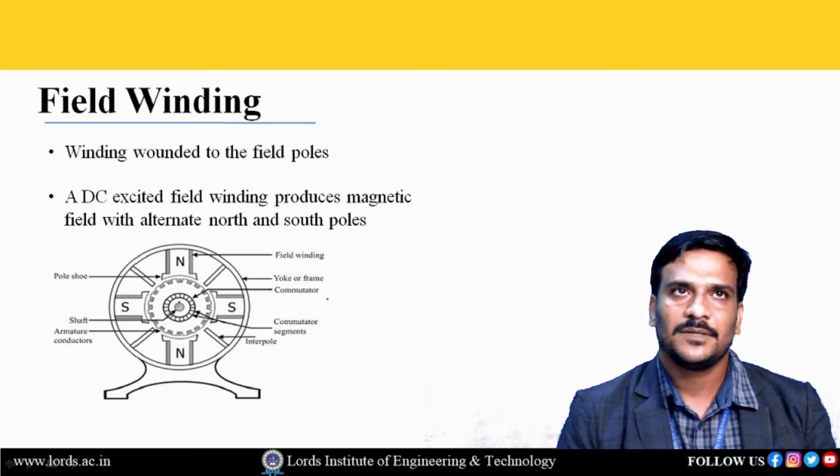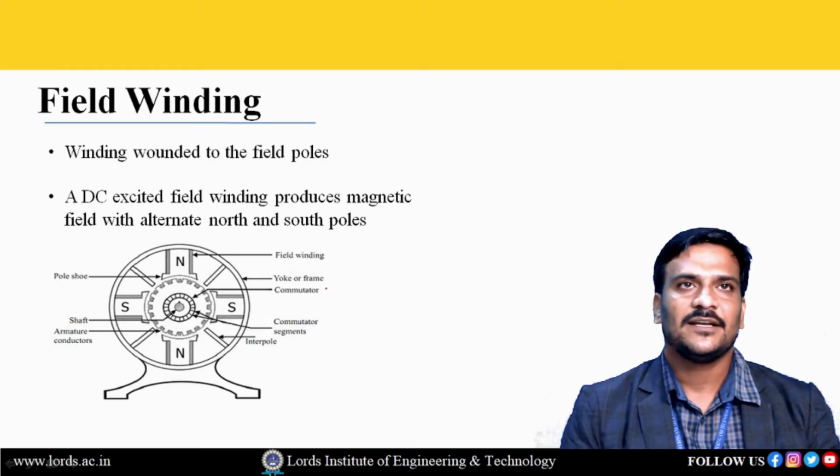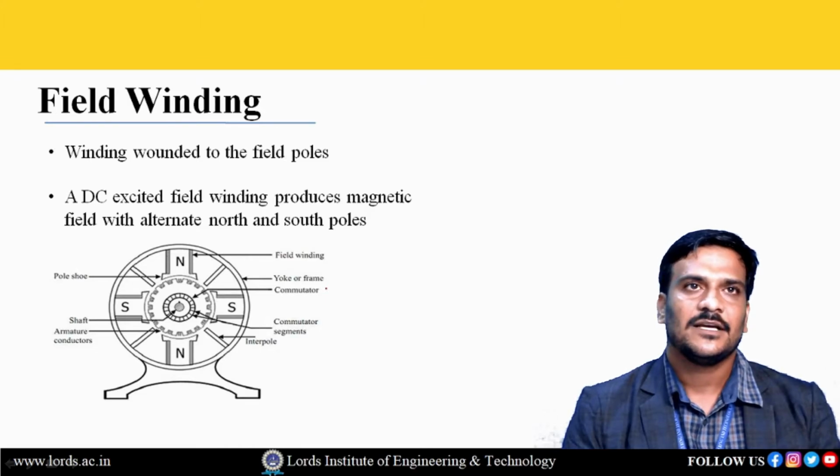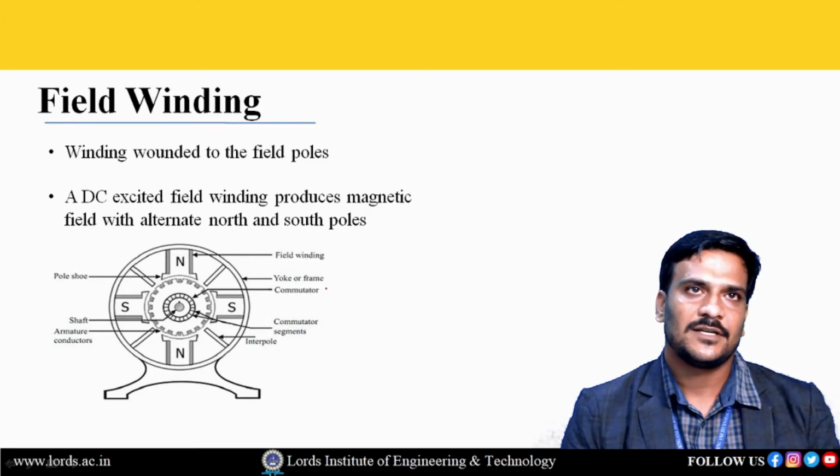Based upon the connection between field winding and armature winding, we can classify machines into three types: shunt machine, series machine, and compound machine. If you take a shunt machine, the number of turns of the field winding will be more and the area of cross section is less. Therefore, thin wire will be used for shunt type machines.